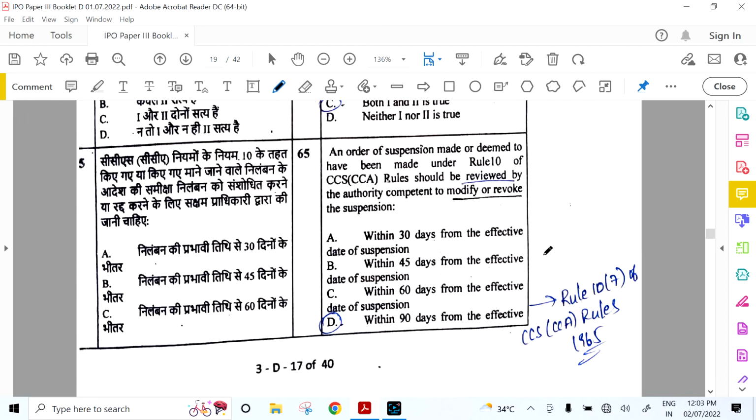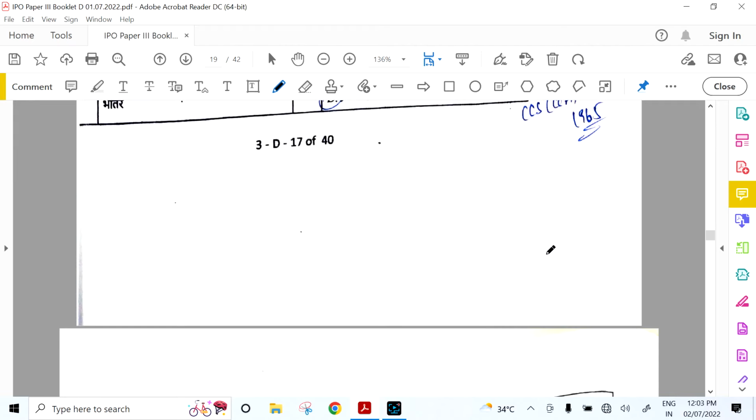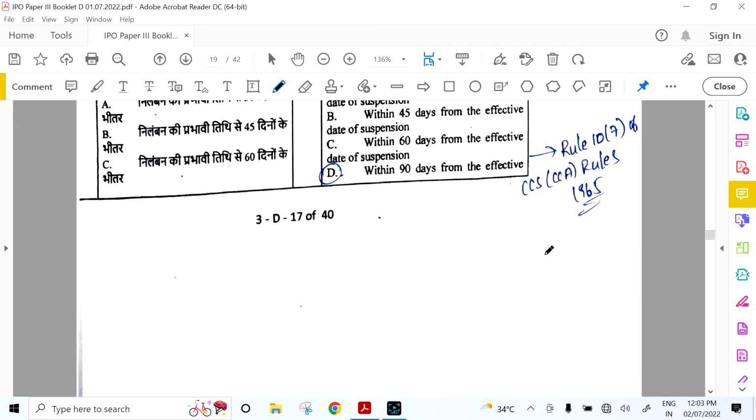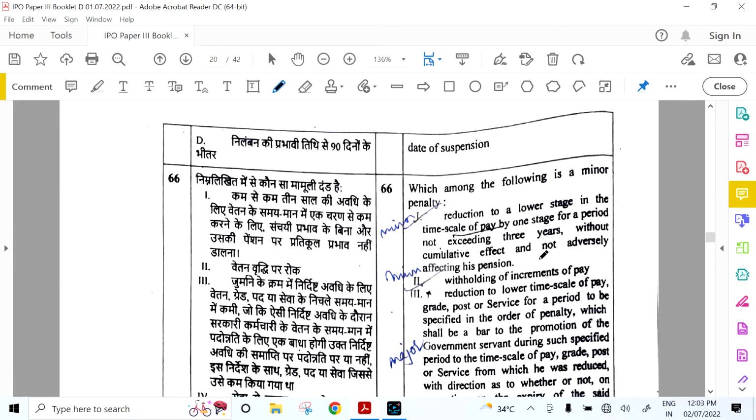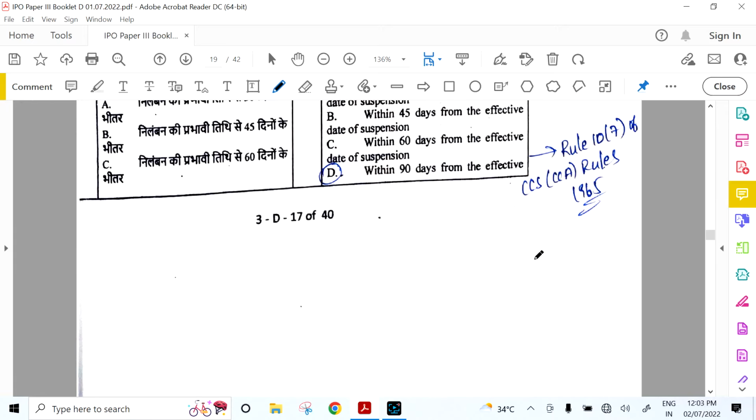Any order of suspension made or deemed to have been made under Rule 10 of CCS CCA rules should be reviewed by the authority competent to modify or revoke the suspension within 90 days from the effective date of suspension. This is as per Rule 10.7 of CCS CCA Rules 1965. 90 days it should be reviewed.